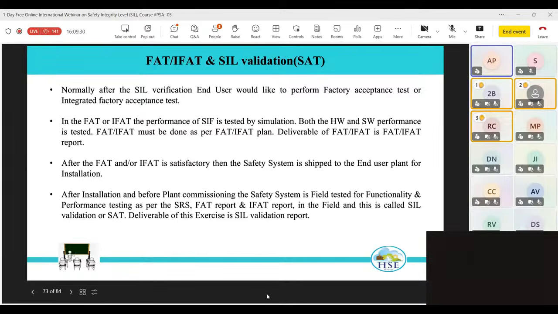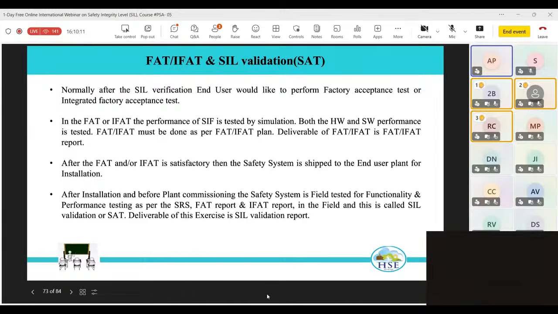FAT or IFAT procedures are submitted by system integrators according to safety requirement specifications. After that they also internally check, submit whatever they have checked, whether it is satisfactory or not, and then they give us the one date that they need to conduct a FAT or IFAT. Then a third-party agency will go and conduct it according to the procedure, and the client must be present during this FAT or IFAT.